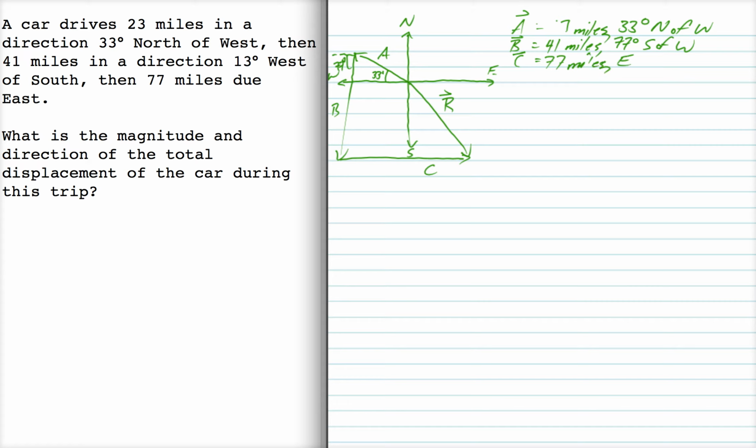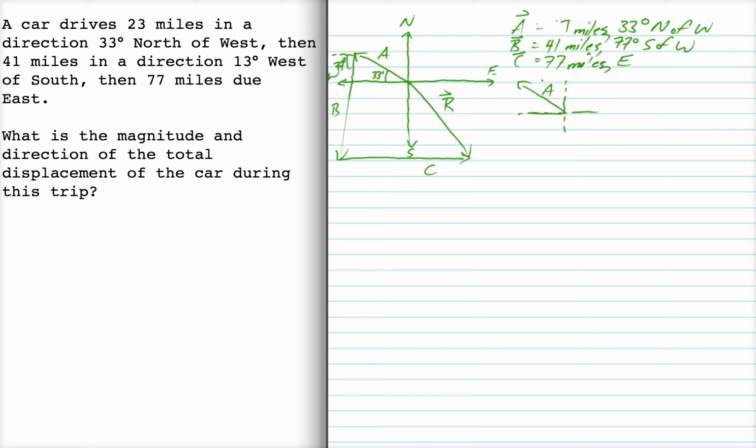Whenever you're adding vectors in two dimensions, it's a three-step process. You break each vector down into components, you add up like components, and then you combine those components into a resultant vector magnitude and direction. So let's start off with vector A. On our coordinate system, vector A looks like this.